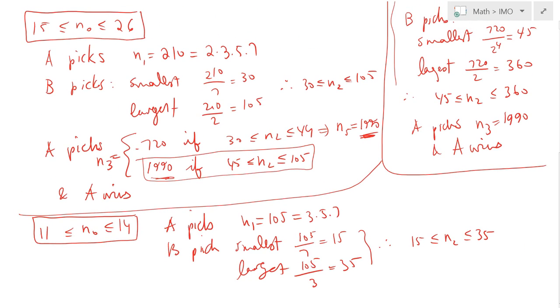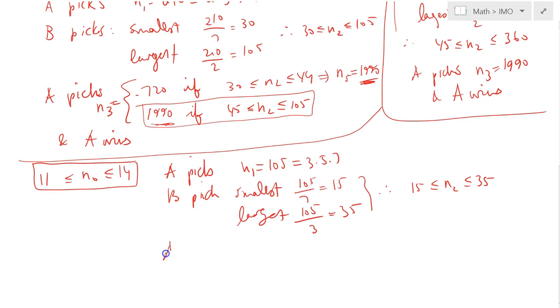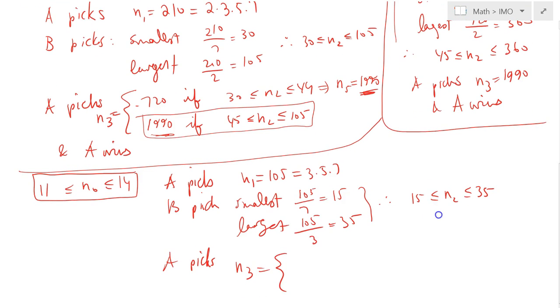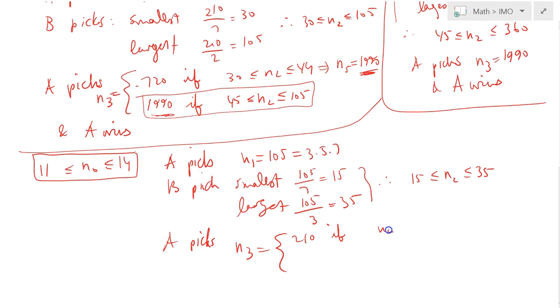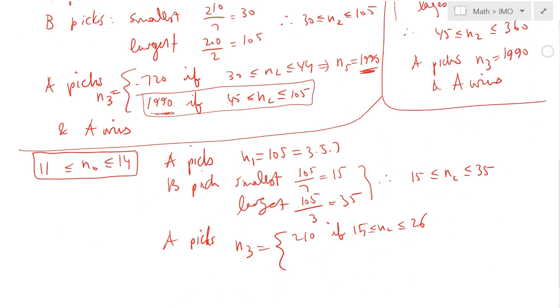So going back to the previous case, anytime it ends up between, we have again a sub case. A will pick N3 equals 210 if N2 happens to be between 15 and 26. And it will directly pick 720 if N2 is between 27 and 35.